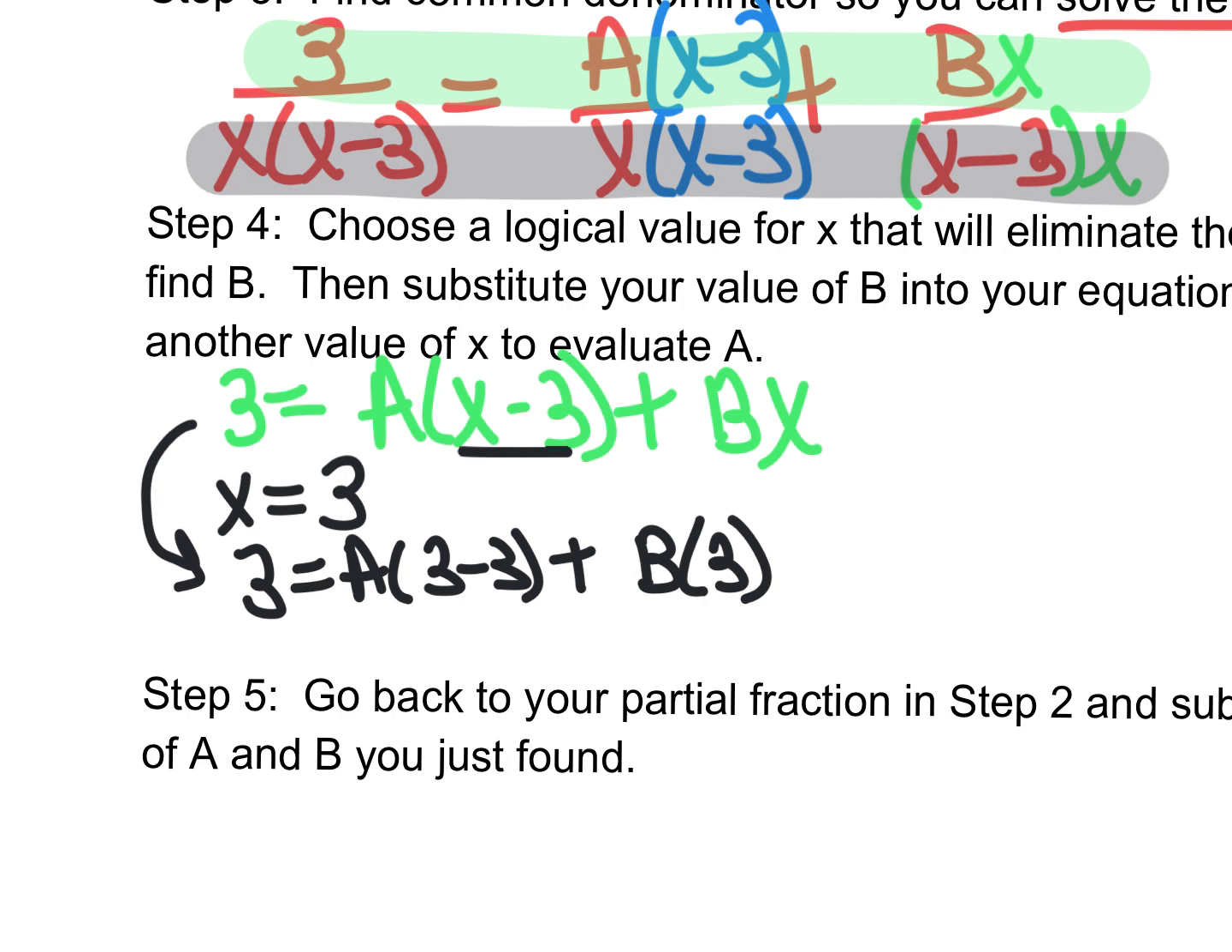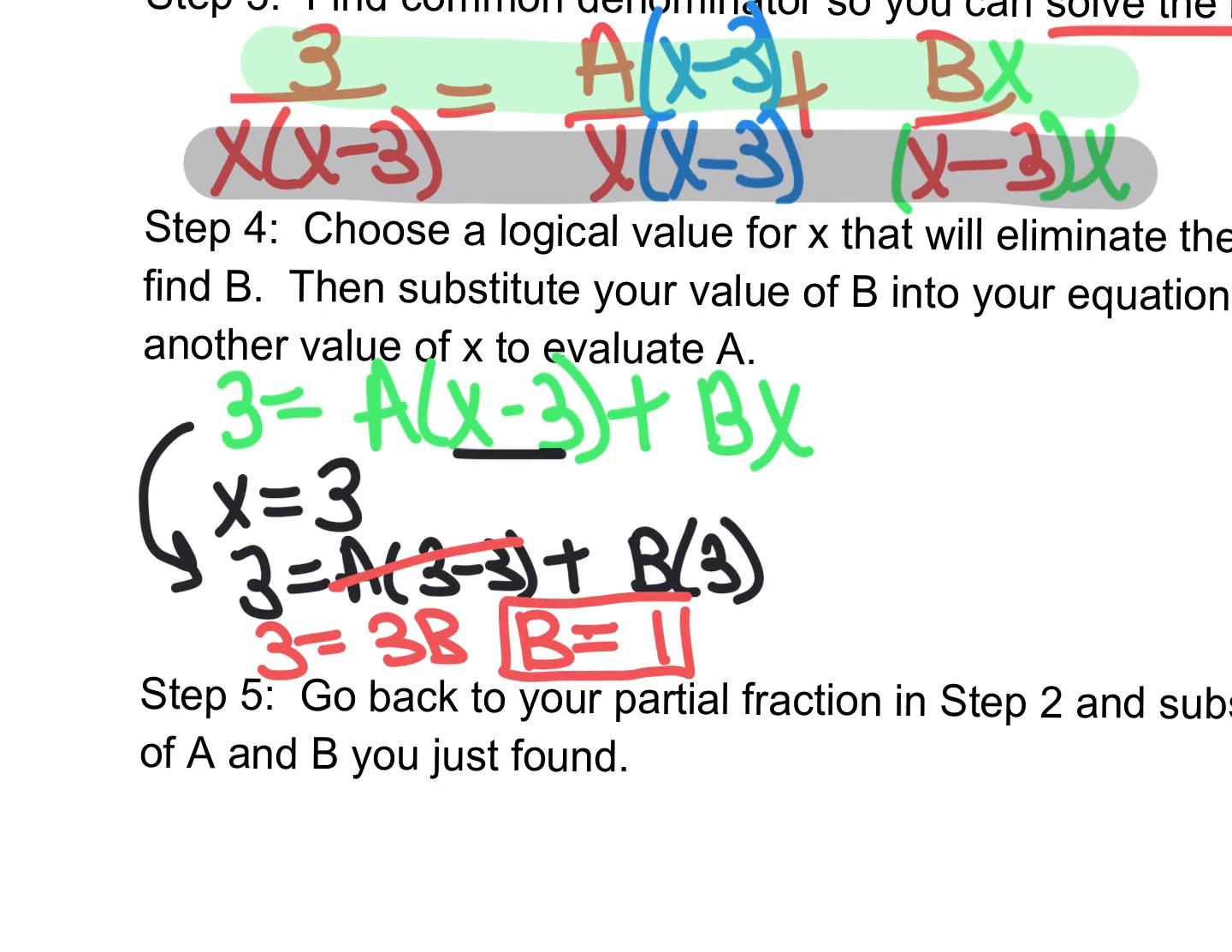Okay, well, what happens here, 3 minus 3 is 0, 0 times A, that cancels it. So we have 3 equals 3 times B. If we divide both sides by 3, we get that B equals 1.